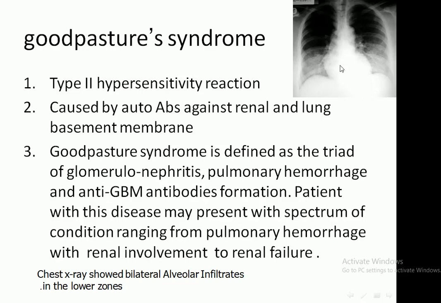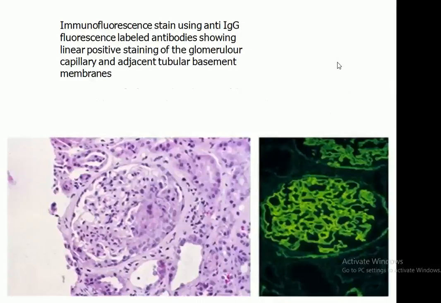This is the chest X-ray showing bilateral alveolar infiltration in the lower zone. And here is the immunofluorescence of the IgG type against the glomerular basement membrane and adjacent tubular basement membrane.